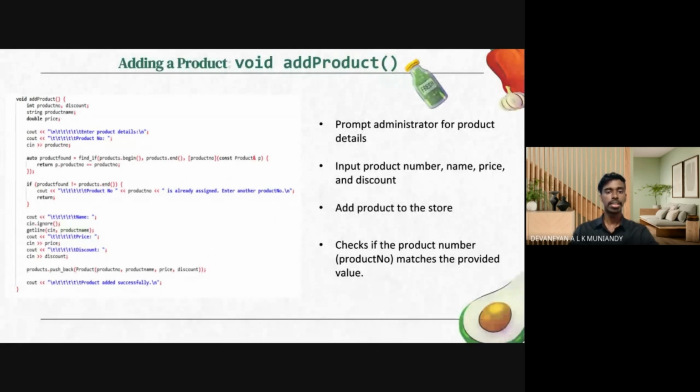Adding a product. This function enables the administrator to add new products to the store. Administrators are prompted to input details such as product number, name, price, and discount. Once added, the product becomes available for purchase by the customer.